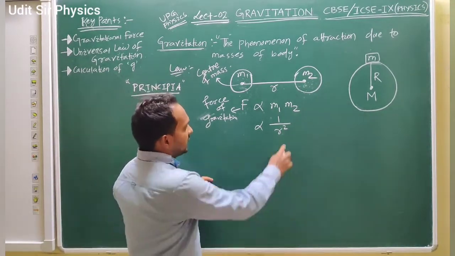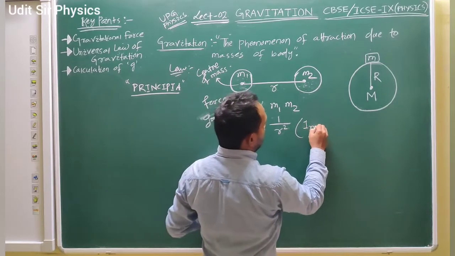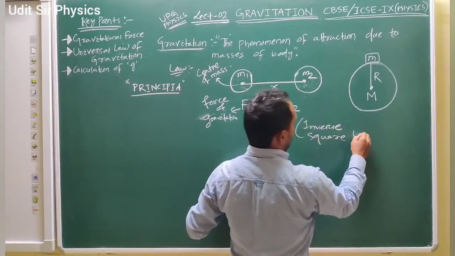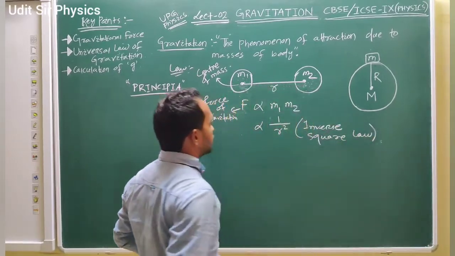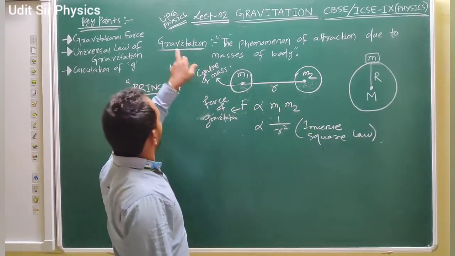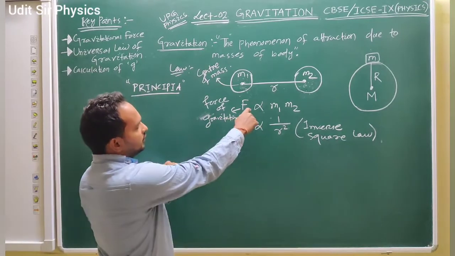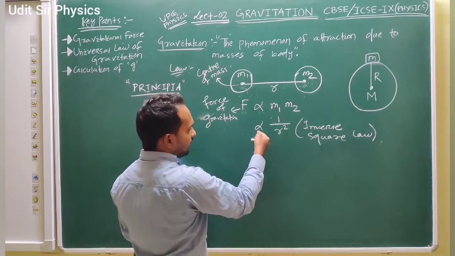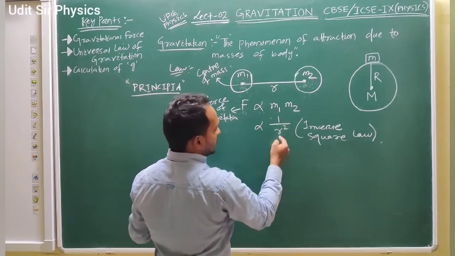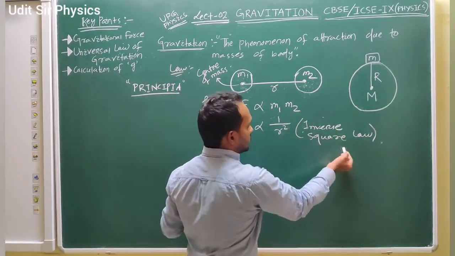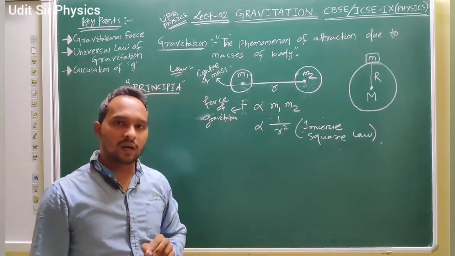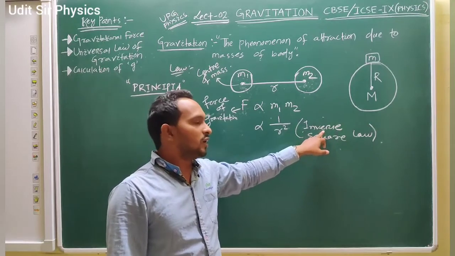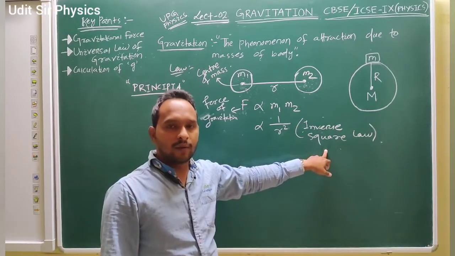Okay, and this is also called the inverse square law. The universal law of gravitation states that the force is directly proportional to the product of two masses and inversely proportional to the square of the distance between them. It is also called the inverse square law. So the question is, what does it mean? What is the proper meaning of the inverse square law?